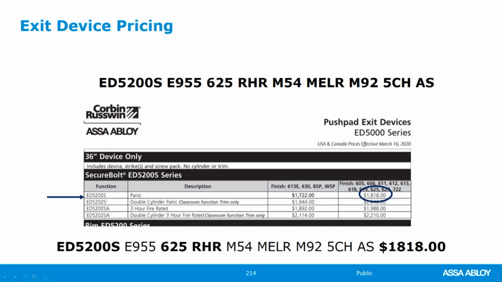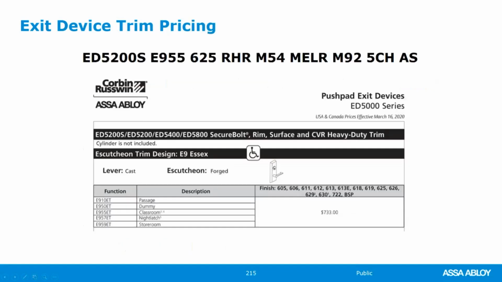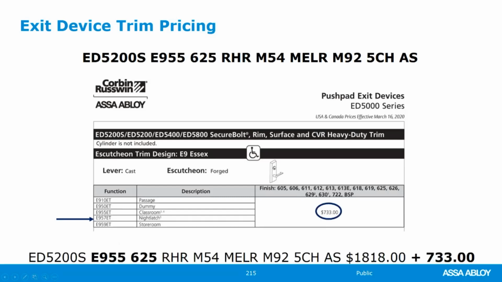All the things that are highlighted are taken care of. Everything that's not highlighted here at the bottom is what we have to go. So we need to add our trim to this. Our trims are on page 284. We go to page 284, we find our 957 exit trim. We come across, all the finishes for the trims are the same. That's 733. We have the device and the trim priced now.